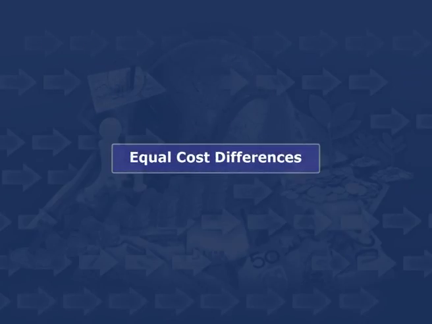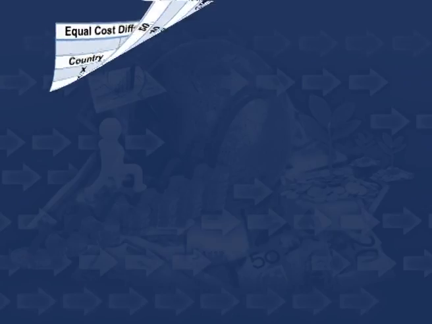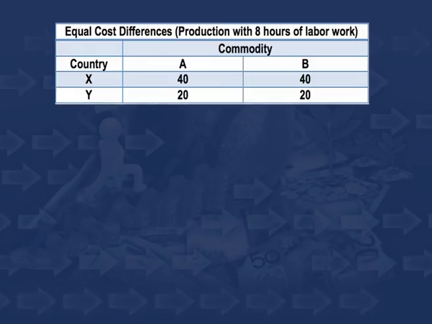Let's talk about the second topic, which is equal cost differences. If equal cost differences exist, international trade will not take place. The trade is not beneficial to any country in this situation. The equal cost differences can be easily explained with the help of a table.